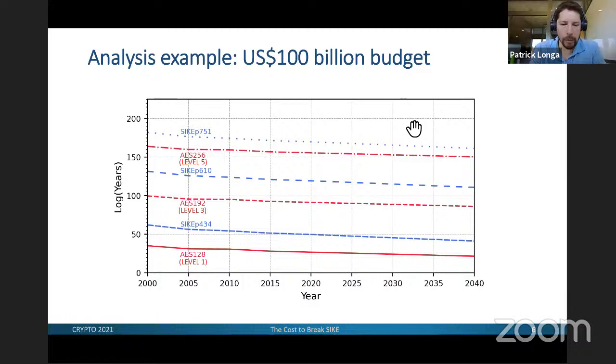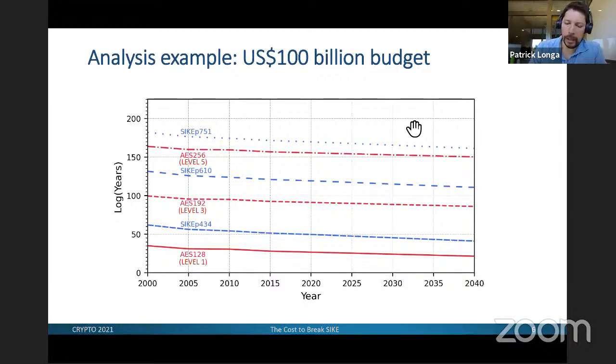We did an analysis for many budgets up to $1 trillion. Here, to illustrate the results, I show the case of $100 billion. In the graph, you can see on the y-axis the logarithm of the number of years that it takes to break an algorithm or primitive. And on the x-axis, we do the analysis for the years between 2000 and 2040. In red, you can see the security estimates for AES corresponding to levels 1, 3, and 5 as defined by NIST. And the corresponding SIKE parameters are in blue.